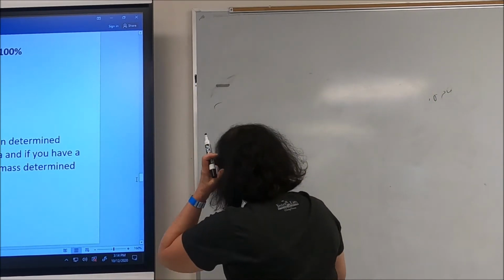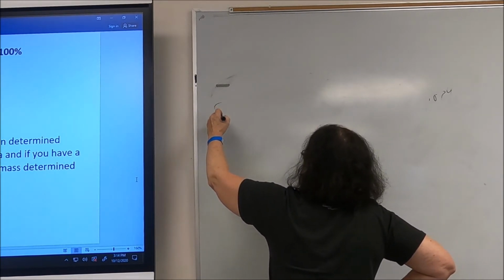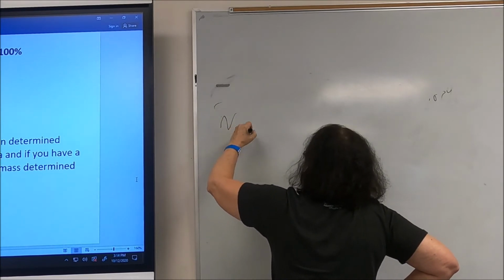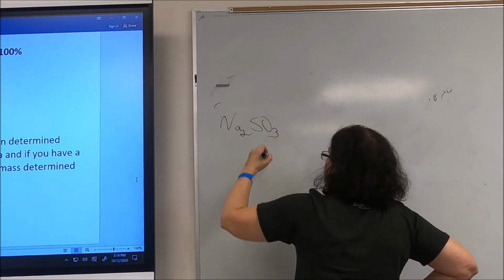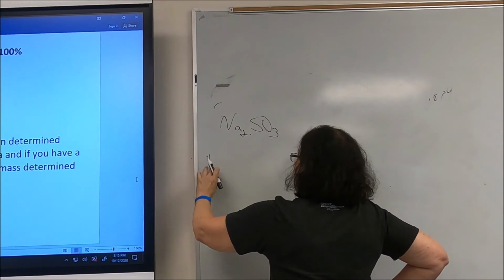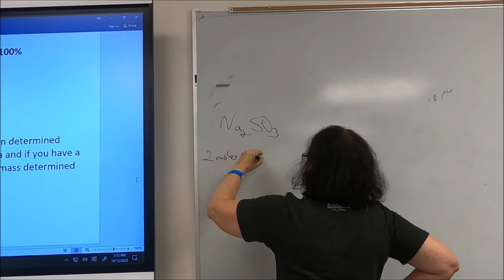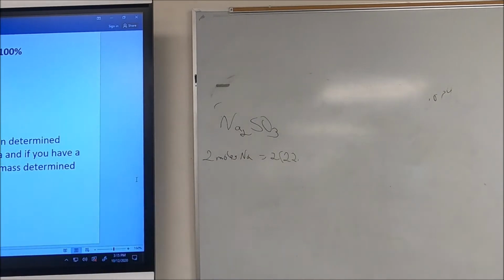So let's say that I had sodium sulfite, Na2SO4. Well, we know that in sodium sulfite we have 2 moles of sodium. So that's going to be 2 times, let's see what your book uses, 22.99.